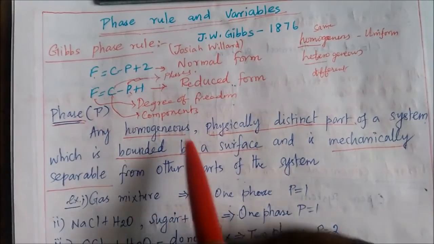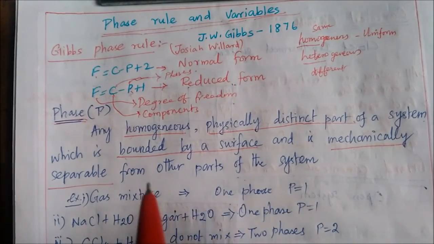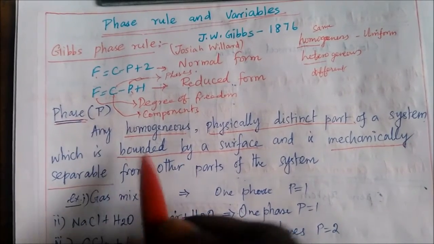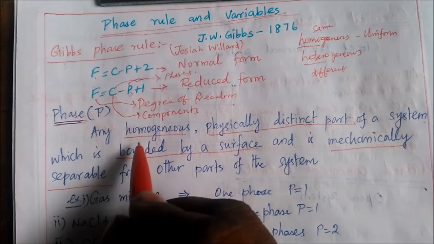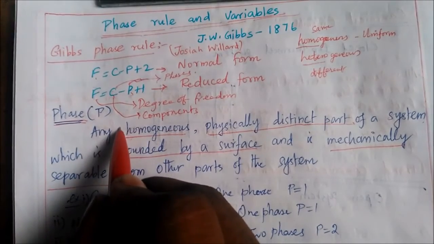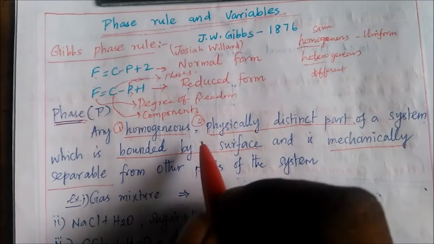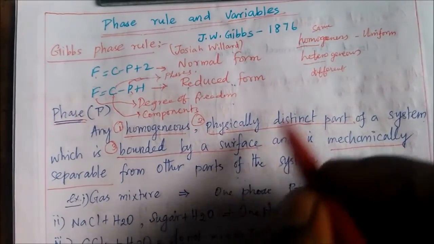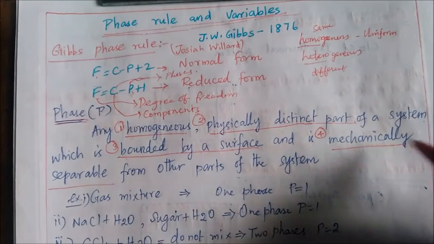This may be difficult to understand. We should be clear on 4 different points to know what is a phase. So what are the conditions for a material to be a phase? It should be homogeneous, first point. It should be a physically distinct part of a system, second point. It is bounded by a surface, third point, which is mechanically separable from other parts of the system.